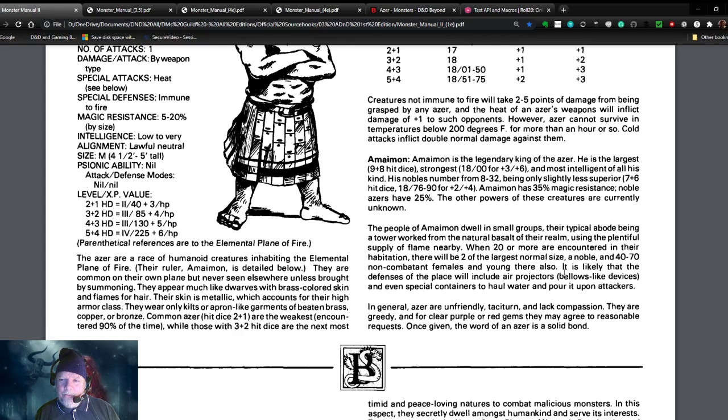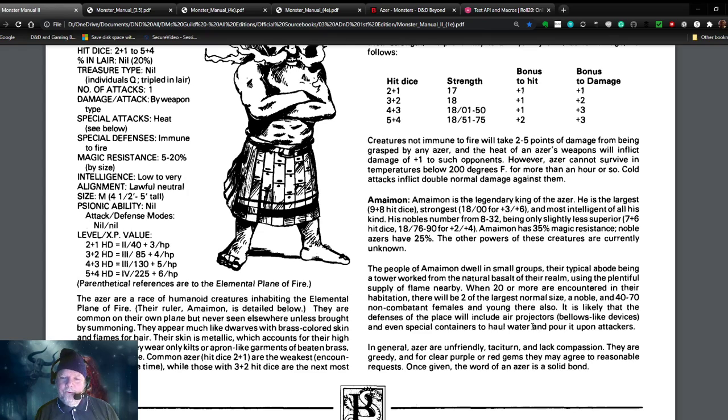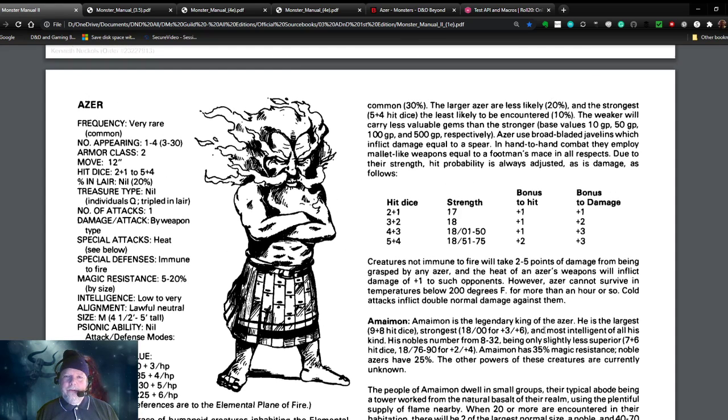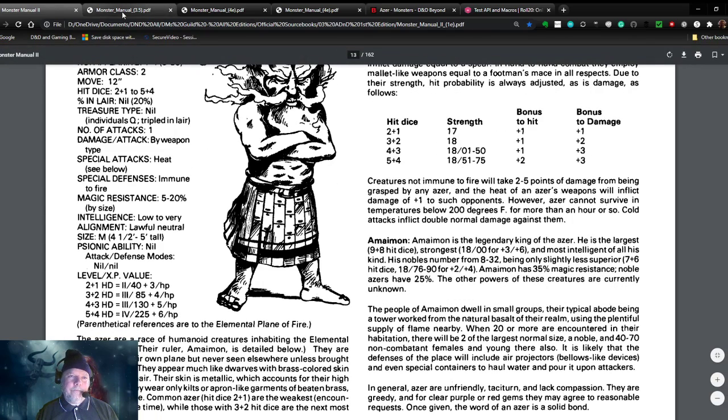20 or more are encountered. In their habitation will be 2 of the largest of normal size, a noble and 40 to 70 non-combatant females, and young are also there. In general, Azer are unfriendly, taciturn, and lack compassion. They're greedy, and for clear purple or red gems, they may agree to reasonable requests. Once given, the word of an Azer is solid bond. Okay, so that is what the Azer were like in first edition.